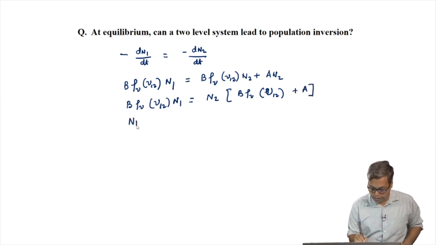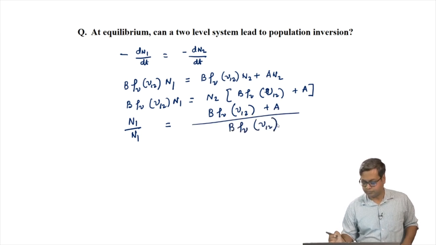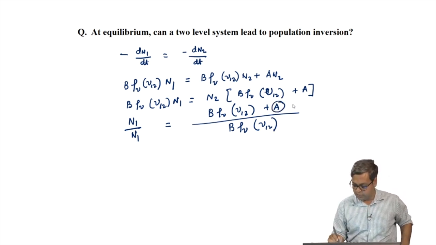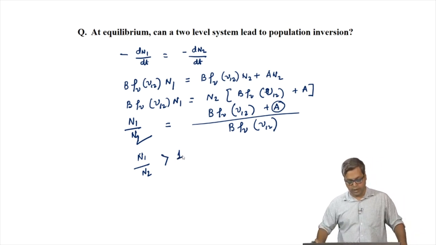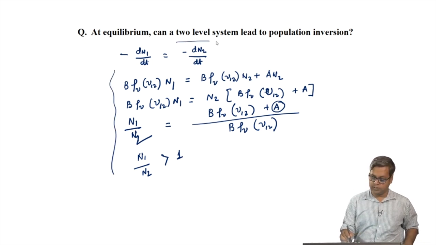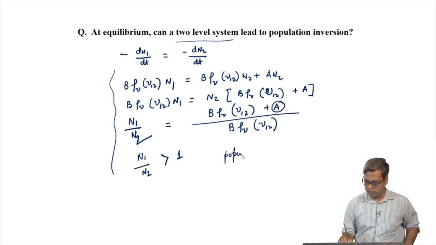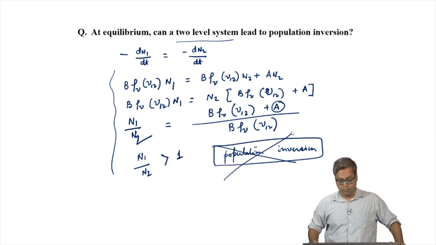Now if I compute n_1 by n_2, what I get is B rho(nu_12) plus A, divided by B rho(nu_12). We see A is not 0, and because A is not 0, n_1 by n_2 is always greater than 1. In other words, we will always have more molecules in the lower level than at the higher level. This is true for a two level system, and thus we can never reach a case of population inversion in a two level system. However, if you are interested, you can see that for more than two level system, population inversion can be reached.